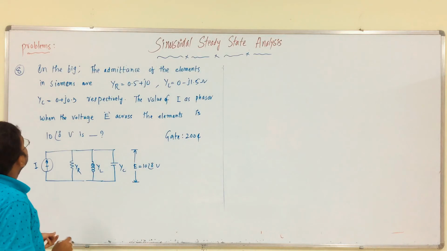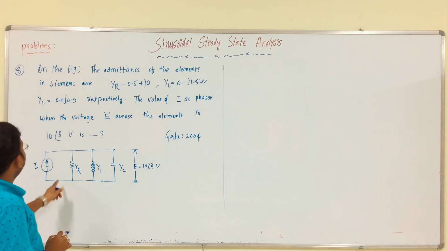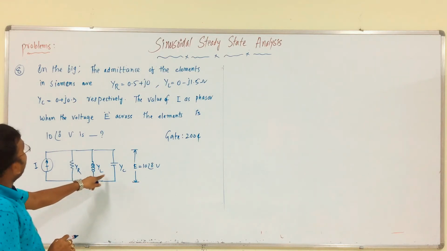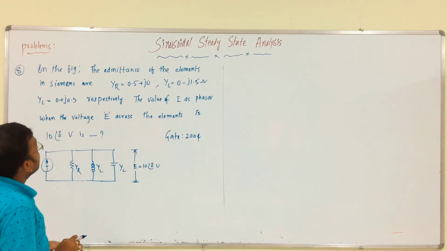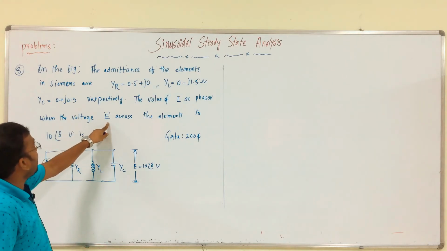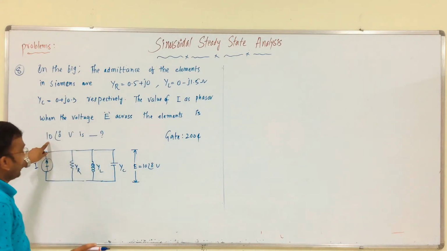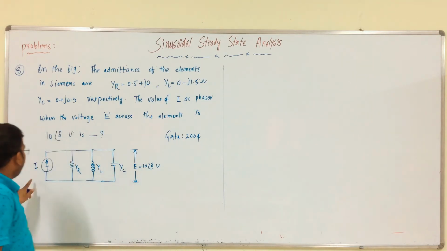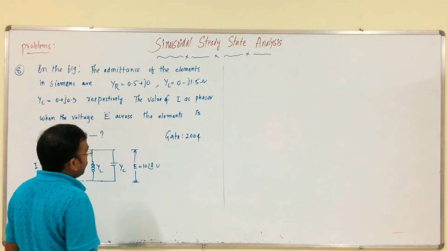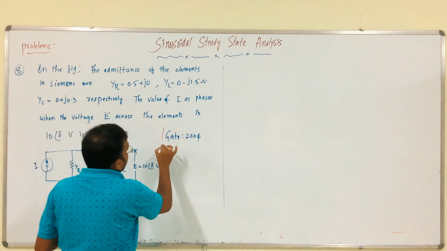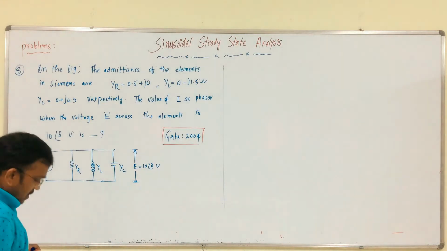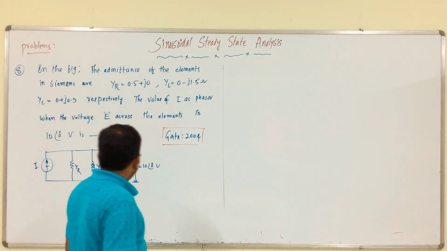Okay. The problem: in the figure, the admittances of the elements in Siemens, YR, YL and YC, are given respectively. We have to calculate the value of I as a phasor when the voltage E across the element is 10 at an angle 0. This is a GATE 2004 problem. We have two methods, and by using them we can calculate the value of I.